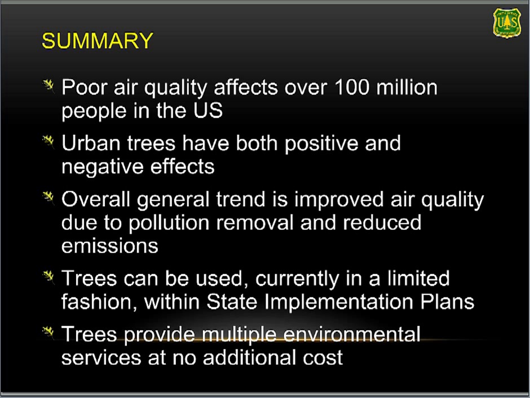So, summary: over 100 million people in the U.S. are affected by poor air quality. Trees can be both positive and negative in terms of effect. The general trend is improved air quality due to pollution removal and reduced emissions. Trees can be used currently in a limited fashion within these state implementation plans, and trees again provide multiple benefits at no additional cost. So we want to consider that in our designs.